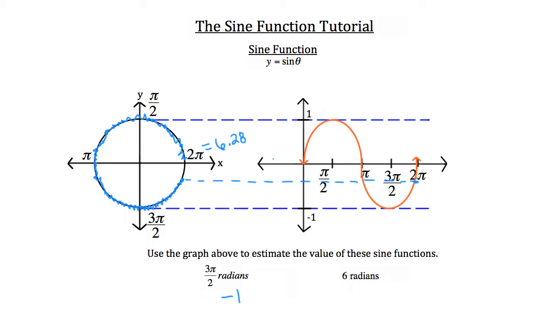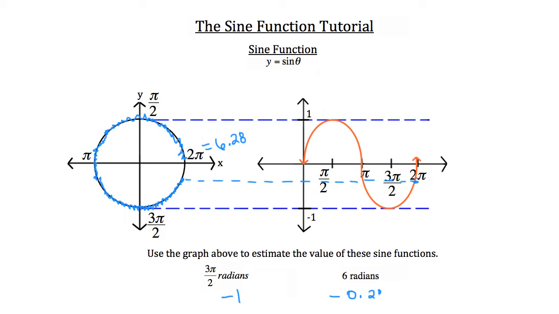Now, to get the exact value, you could go ahead and plug that into your calculator. You'd have to switch the mode of your calculator into radians, and then you could just do sine of 6. If you did that, you'd get a value of negative 0.28.